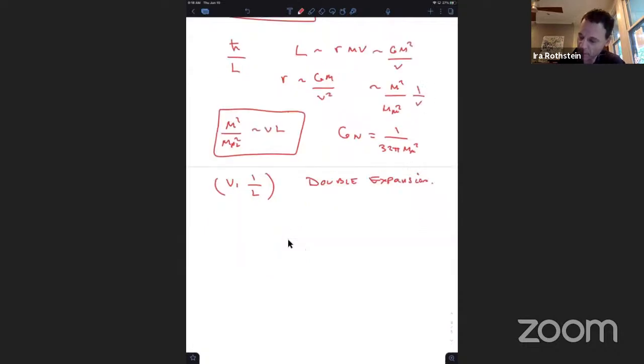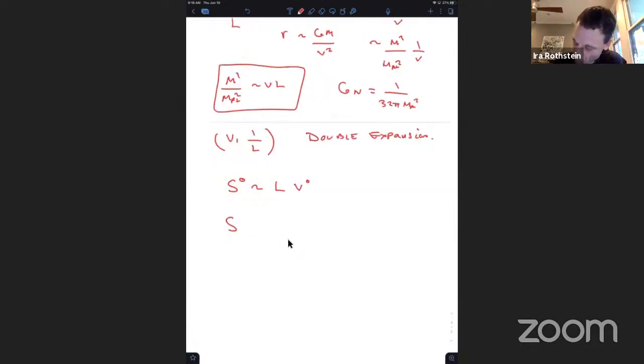So how should things scale? The leading order action, S, has the units of angular momentum, so the leading order action should scale as L, and then v to the 0. So every term in our action should be a sum of terms, each one that scales as L to the alpha, v to the beta. Okay, so it's a sum of terms. Let's call them operators, O_i.